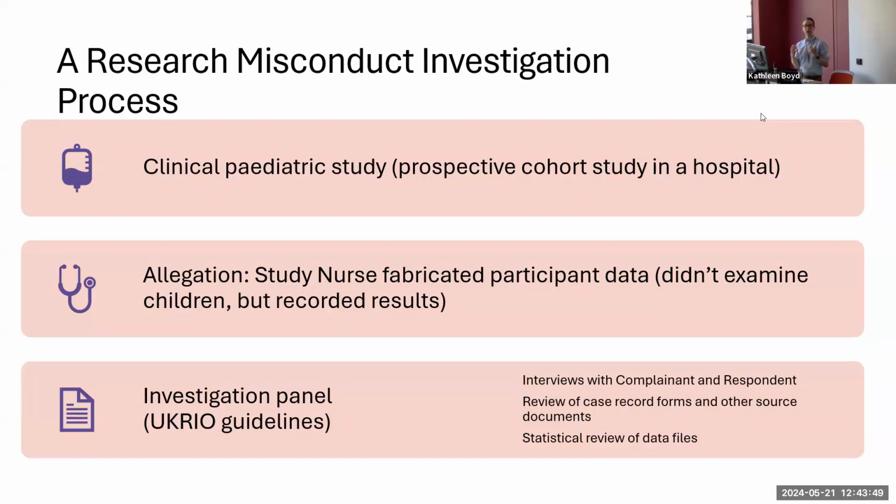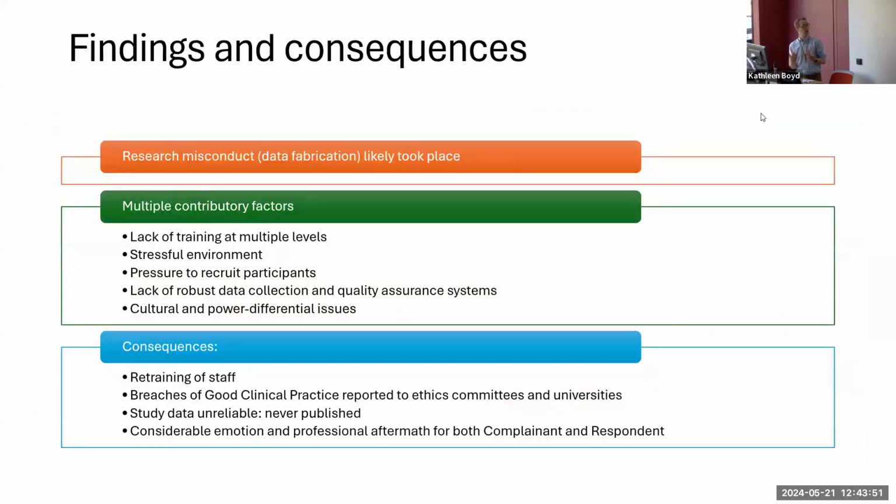And taking all of that together, the finding was that research misconduct, i.e. data fabrication, likely took place in this allegation. The reason we were able to say that is we had multiple corroborating witnesses saying that events that were suggested to have taken place and recorded in the study case records as having taken place never took place, and that there were statistical anomalies in the data. Things like, let's say, blood pressure values were statistically implausible, with far too many digits being recorded, so far too many 5s and 0s being recorded than you would expect by chance alone. And there was lots of other corroborating evidence as well.